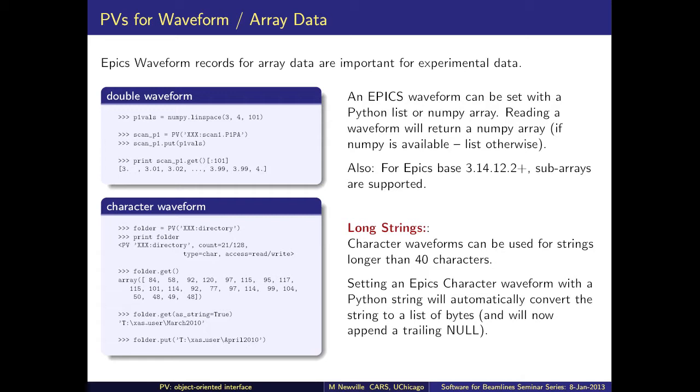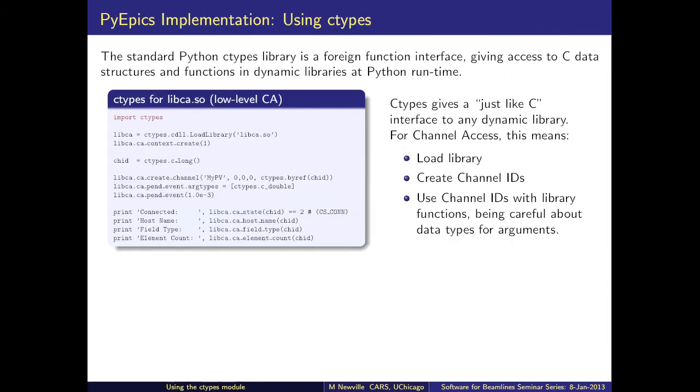You can create a PV that holds type character, has up to 128, say, characters in this waveform, and you can get those values either as an array of numbers or as a string. And you can also then put the string, and that will magically do the right thing and convert those into ASCII numbers that go into the waveform. And it will now append a trailing null so that any other client can read that well and not get confused.